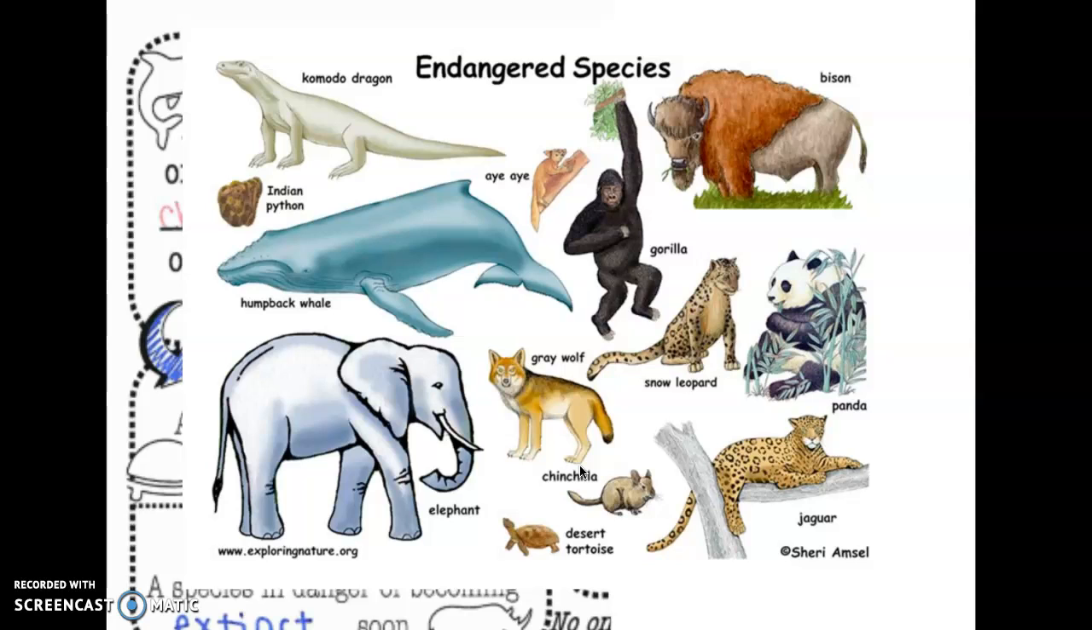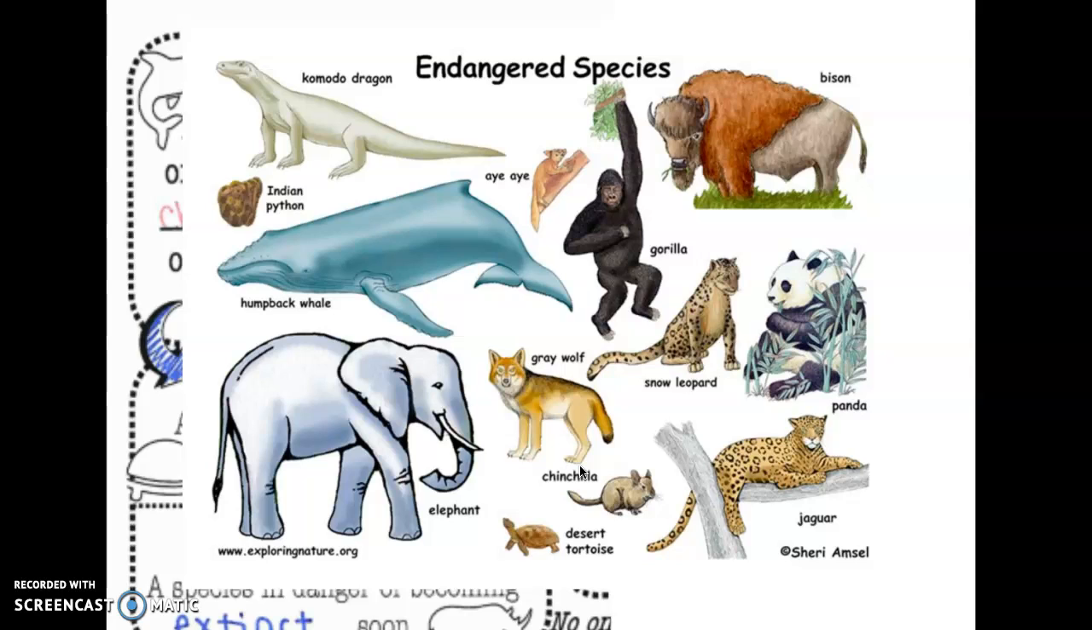I actually have never heard of that type. It looks like a lemur or a monkey. Humpback whales are an endangered species, and then the Indian python. There are many, many more. These are just a few. I forgot to say elephant and gray wolf and chinchilla, but these are just a few of those endangered species that are at risk of being extinct.